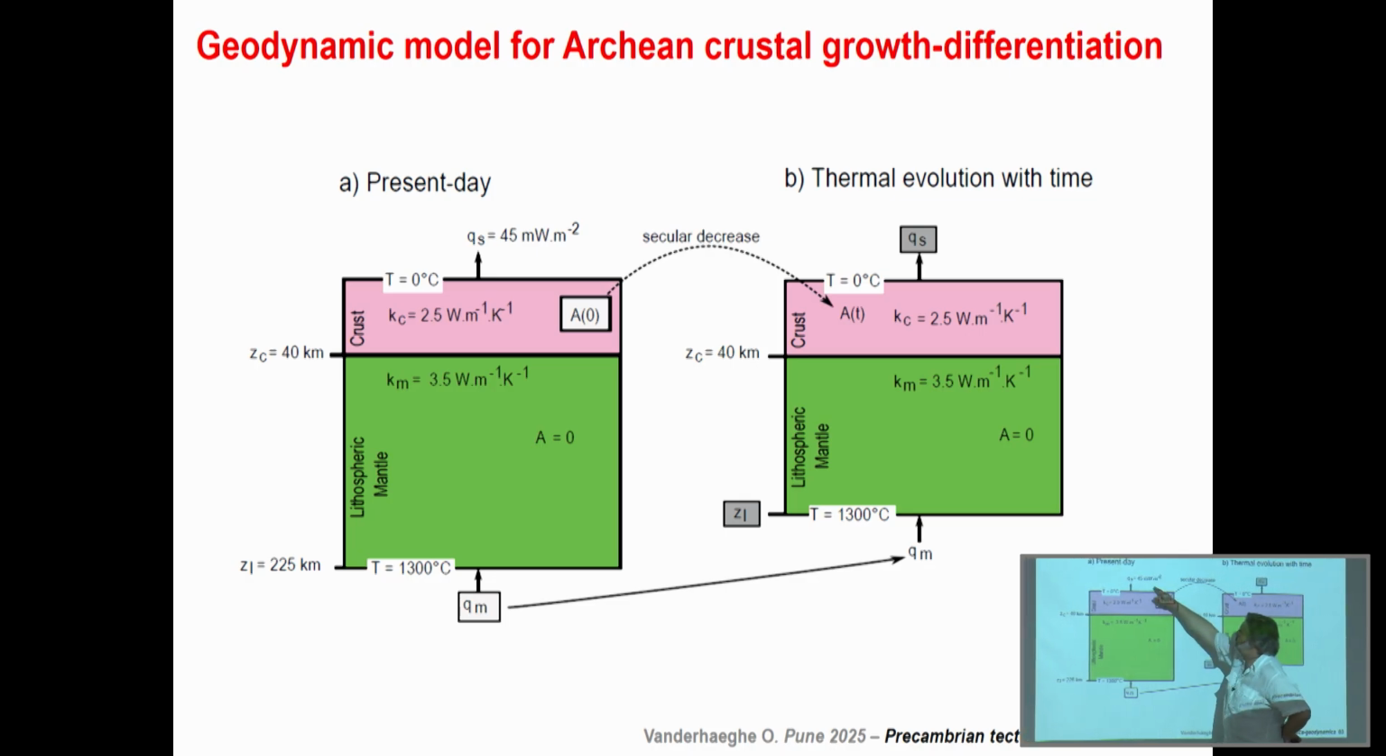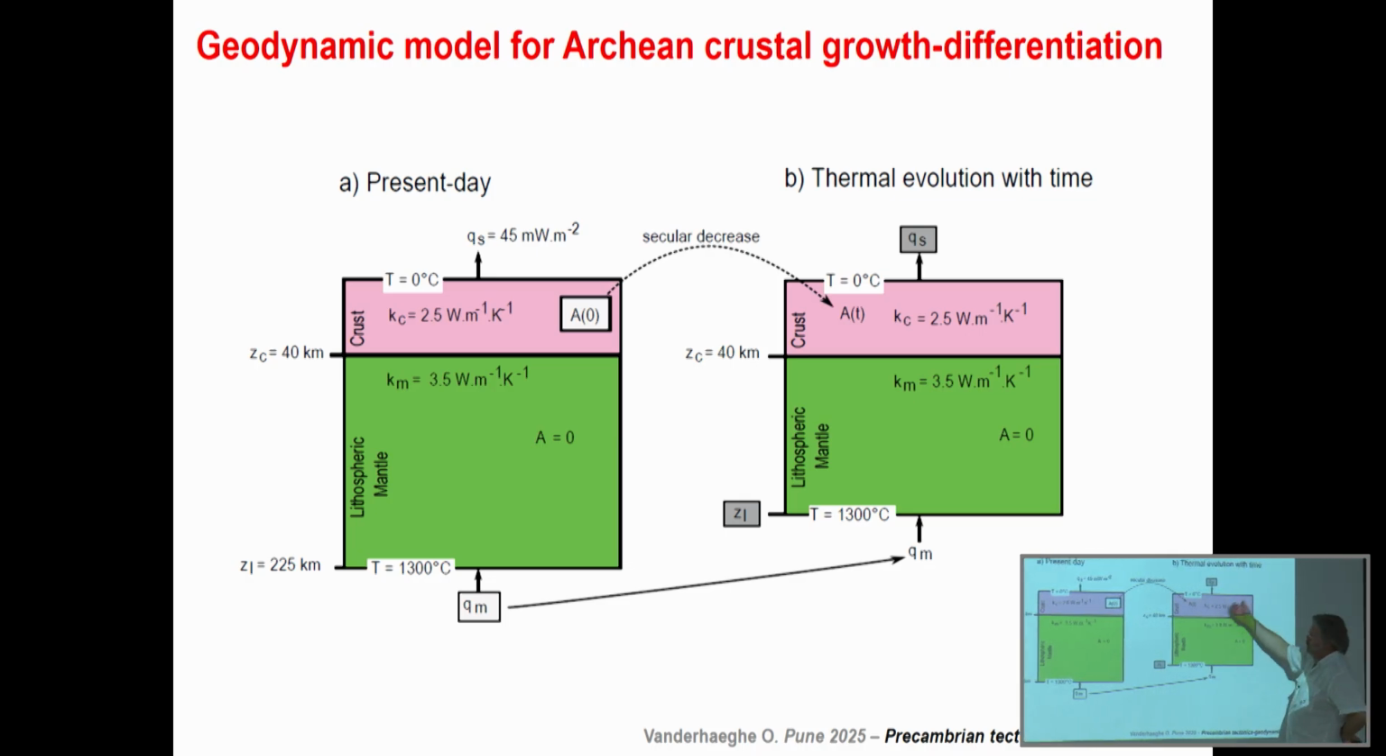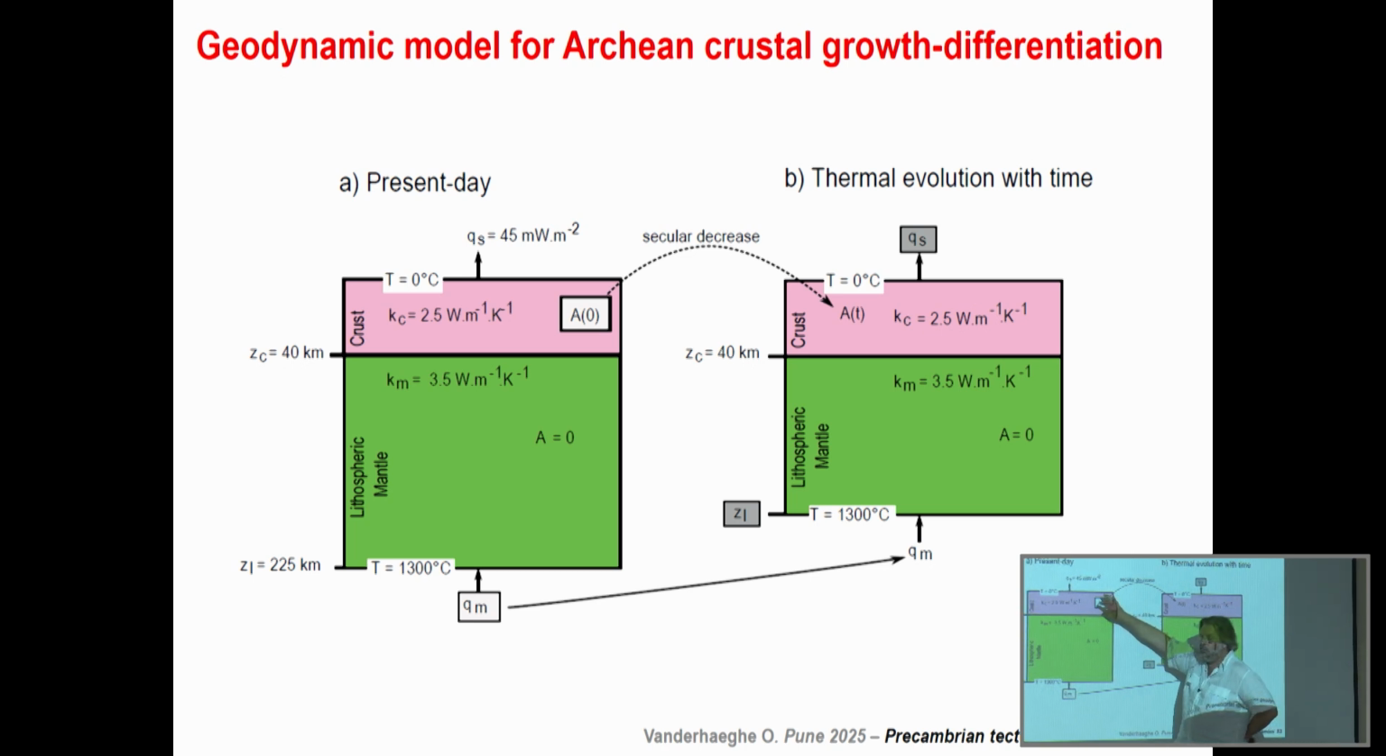So what we did is use that present day situation to extract the heat production in the crust today by decay of uranium, thorium, potassium. This allows us to calculate this, and this number we use to calculate the geotherm in the Archean, considering that all the crust was formed in the Archean. And then you can recalculate the temperature this time, considering the heat production in the crust through time.